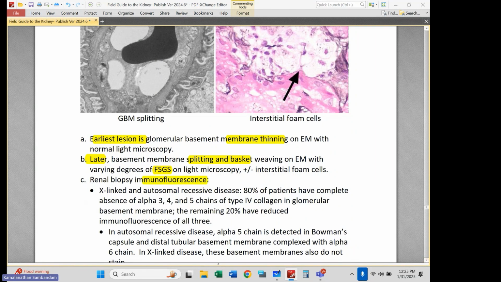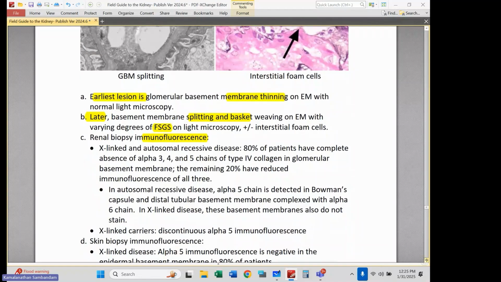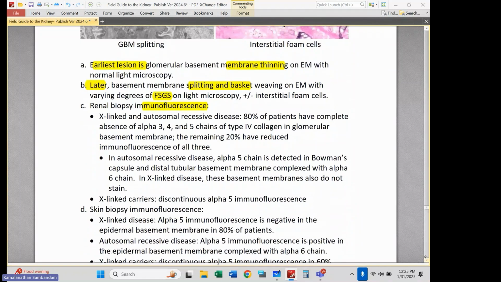Immunofluorescence. Now, this is not done as standard practice. You would have to ask for immunofluorescence, looking for these alpha chains from your renal pathology. And then now we also have genetic panels like renocyte testing where you can make the diagnosis as well.